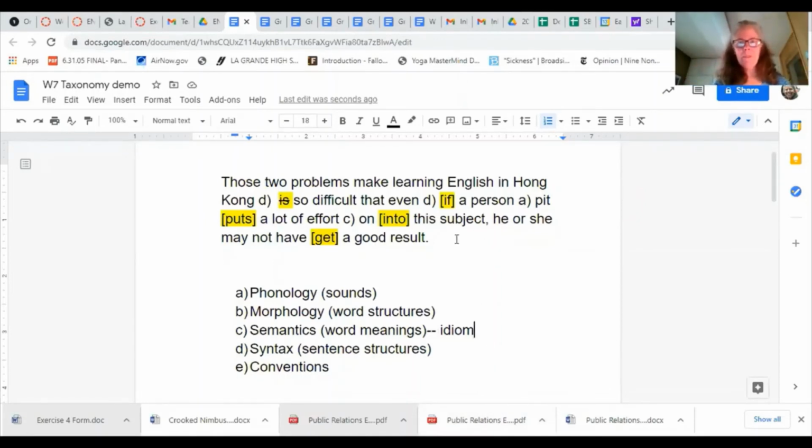Okay, he or she may not get a good result. Again, I think this may be semantics. Okay, and then here I put phonology, but it could also be morphology, right? So it could be not only the sound of the word, but also that the word put would need to have an S depending on its conjugation. Okay, so I have a sense of the types of errors, right?